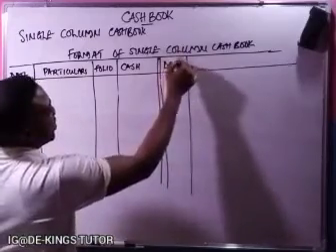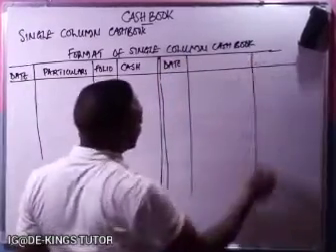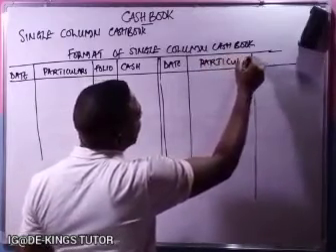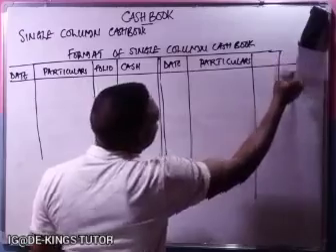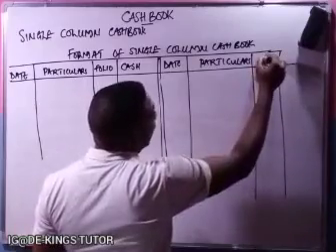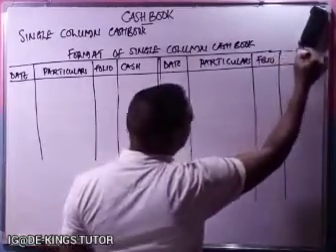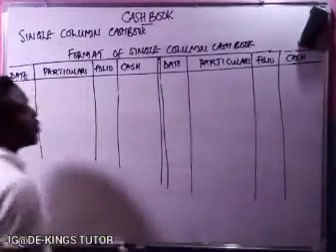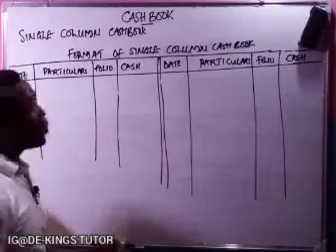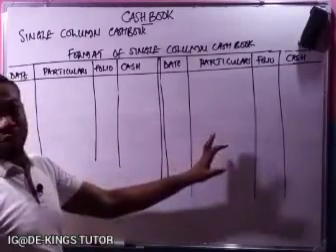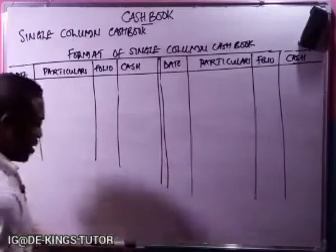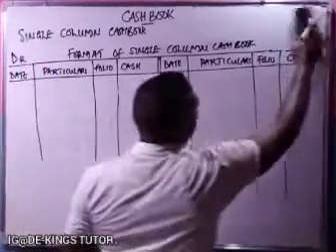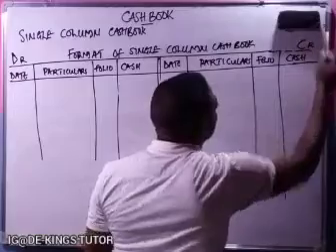Now there's a column for date. There's a column for particulars. There's a column for folio. And this is a column for cash. Okay, so this is a typical example of a single column cash book. Okay, now we'll call this the debit side, and we'll call this a credit.